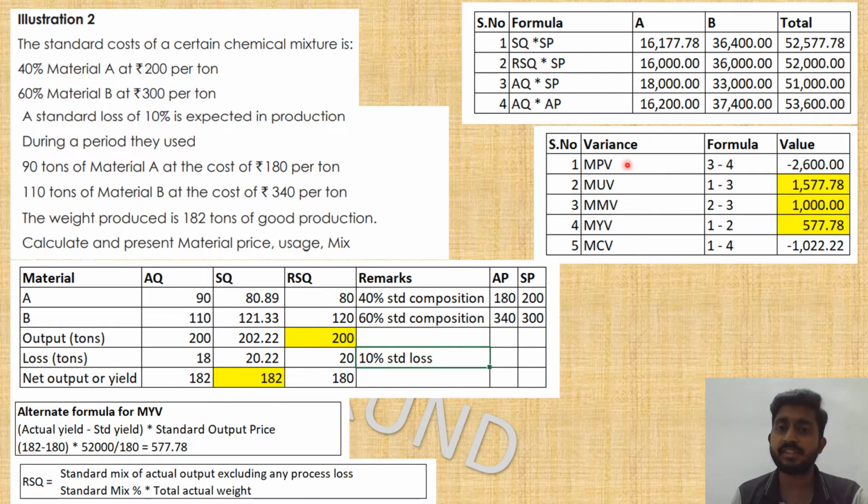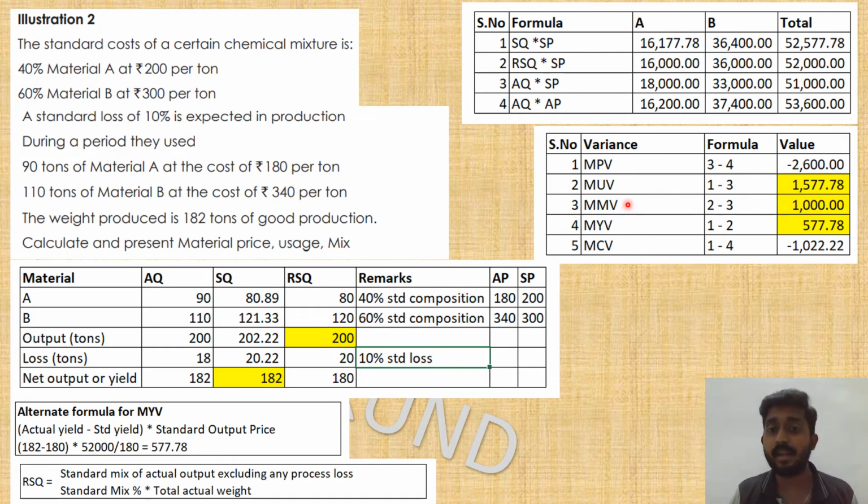Now what is the price variance? Material price variance is nothing but change in the price multiplied by the actual quantity. What is the change in the price? 3 minus 4 is the formula, columns 3 and 4. So standard price minus actual price multiplied by the actual quantity will give you the material price variance. What is the material usage variance? Change in the quantity multiplied by standard price. What is the change in the quantity? Standard minus actual. So standard quantity minus actual quantity, in brackets, multiplied by standard price.